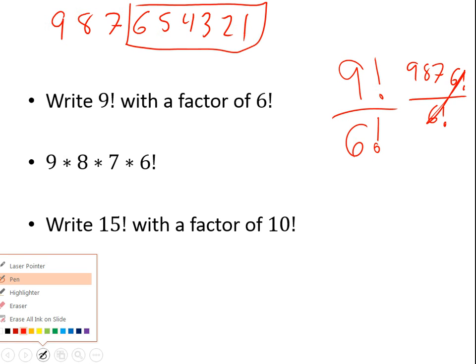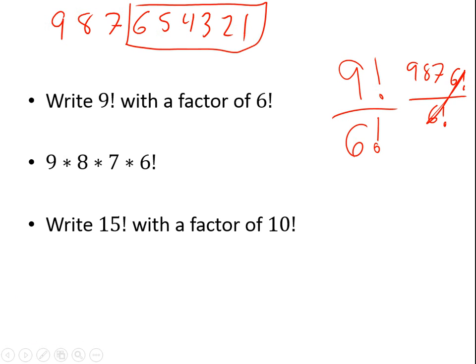Okay, so now let's say we have our next one. We have 15 factorial, and we want to write it as 10 factorial. Well, how do we do that? Well, we'd write it as 15 times 14 times 13 times 12, 11, and then the 10 factorial. You see, life is simple when you do math. It's always easy. Okay, so that's just different ways you can write a factorial.